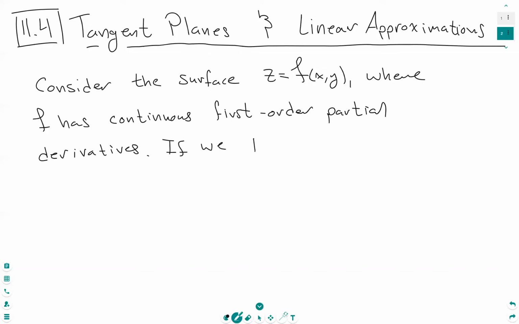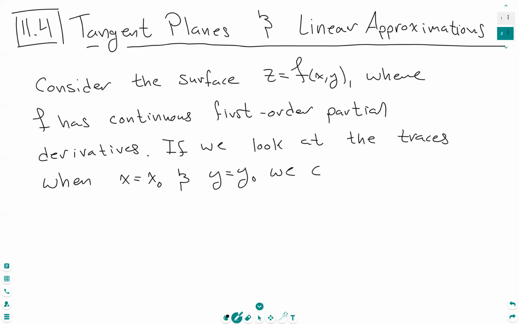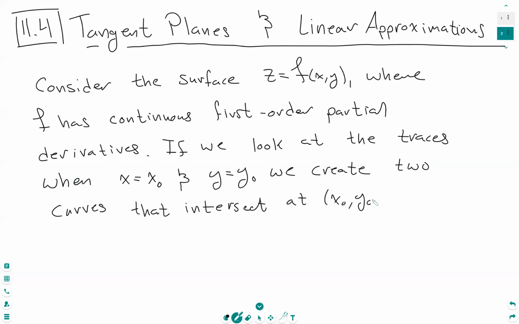If we look at the traces when x is equal to x naught and y is equal to y naught, we create two curves that intersect at the point x naught, y naught.